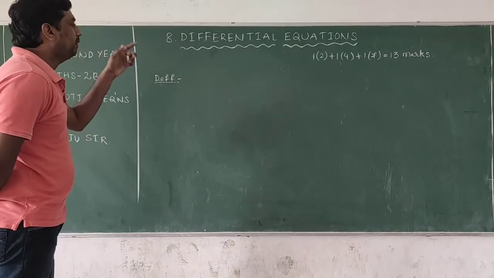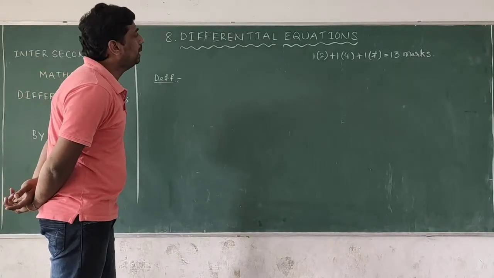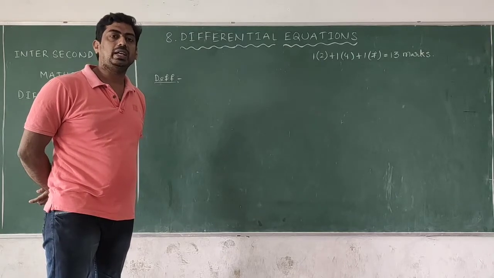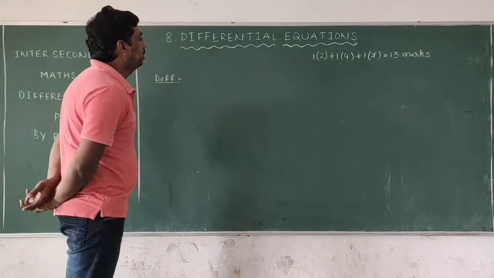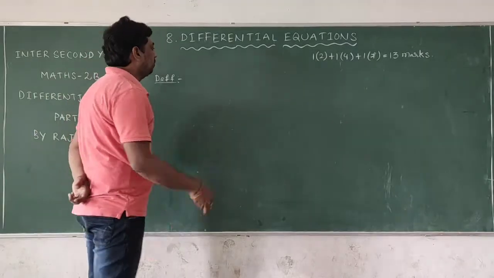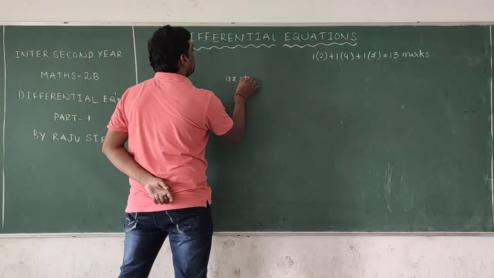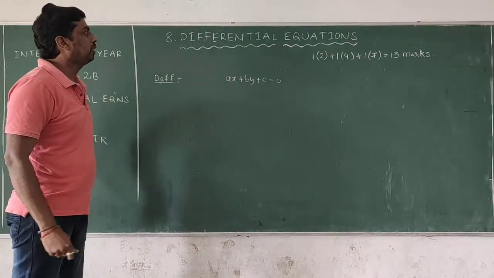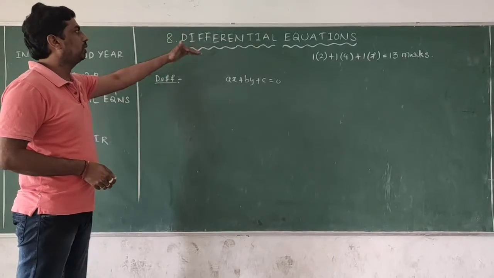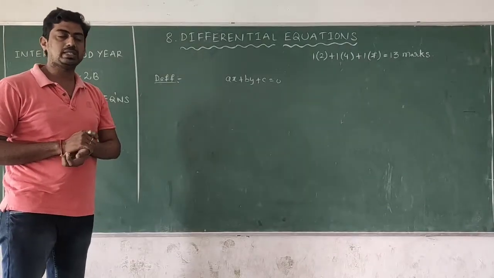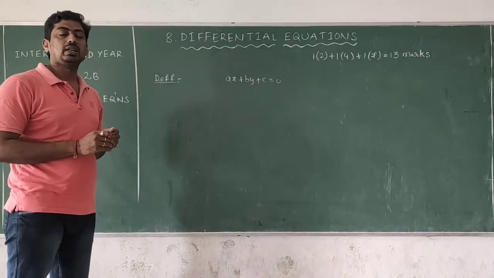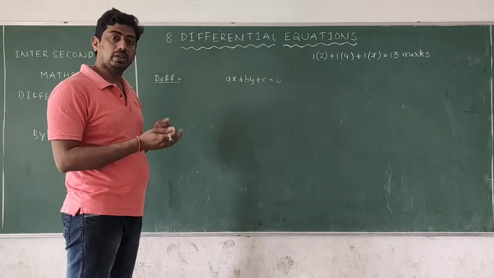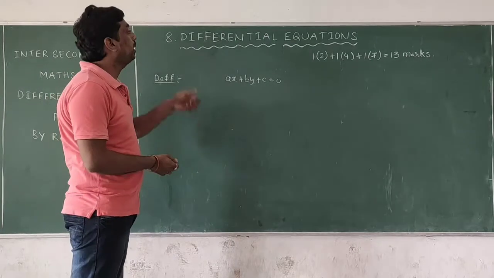Okay, right. In differential equations, the basic definition is: what is a differential equation? Clearly we know what an equation is. A linear equation in two variables has the general form ax plus by plus c equal to 0. So up to equations we know. What is meant by a differential equation? An equation that involves derivative terms is said to be a differential equation.